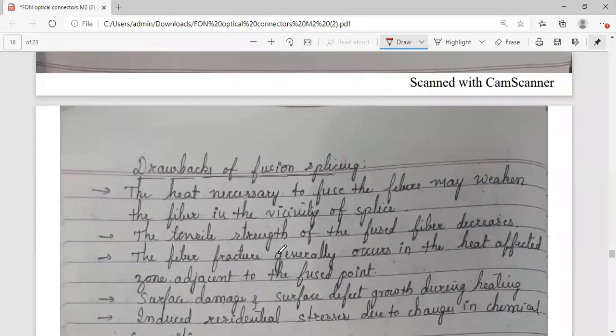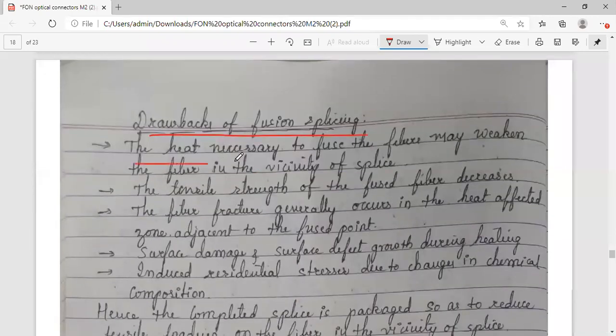Even though it is very easy to achieve, some drawbacks exist for fusion splicing. The heat necessary to fuse these fibers may weaken the fiber, because you are supplying the heat at one point. At this point, this part will become weak. In the region of the heat, whatever fiber comes, the first and second ends will become weak. Second, the tensile strength of the fused fiber decreases. Its flexibility will be a little reduced. It is very obvious.